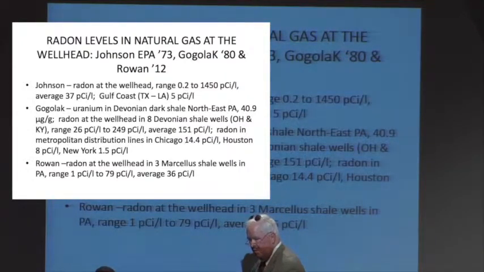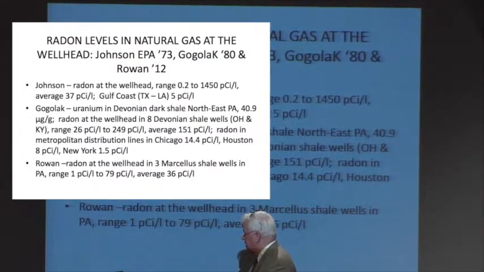The next researcher here is a gentleman named Gogolak with the Department of Energy. He looked at some of the Devonian dark shale in northeastern Pennsylvania and found some uranium levels. This is an interesting level. As the uranium level goes, so also will go the radon level. In other words, high uranium levels are going to produce higher radon levels. 40.9 is a very high number, and that's because it's a dark shale, and uranium tends to be accumulated with the darker shales.